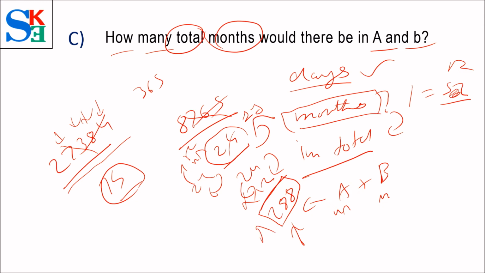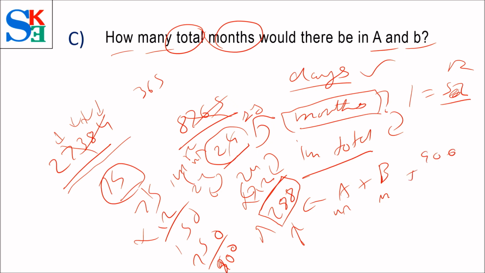What about this? 75. Well, all I need to do is multiply 75 by 12, which is 900. So 900 plus 288, what do we get? We got 1188. So what is my answer? 1188. That is my answer.